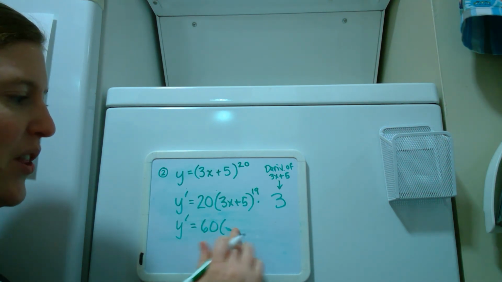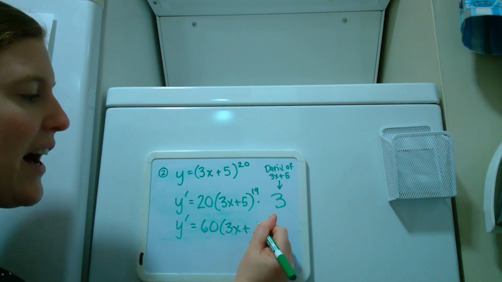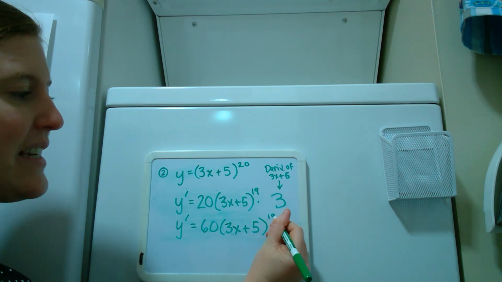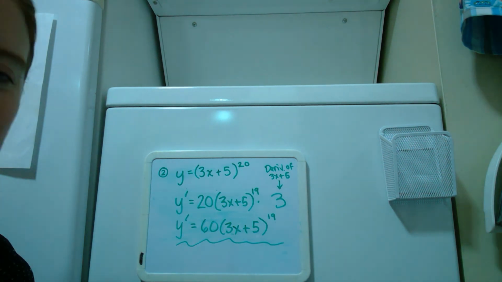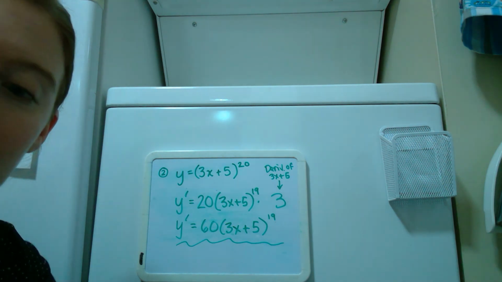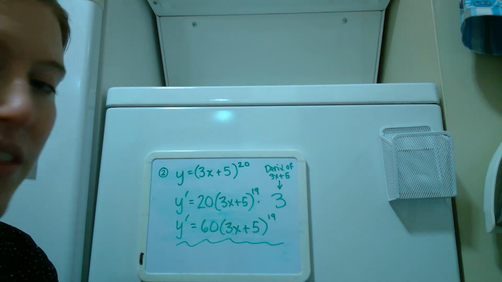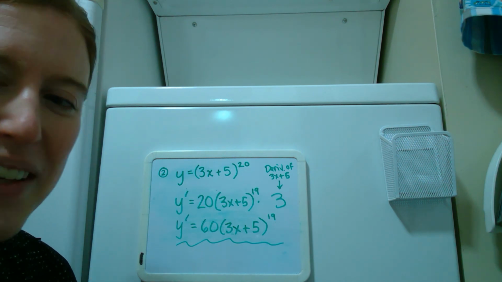y prime is 60 times (3x plus 5) to the 19th power. And then we're done with it. So yeah, that's just a nice basic example of the chain rule using this cover up or hand method.